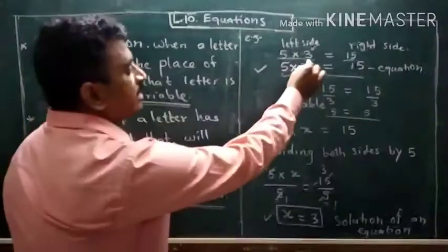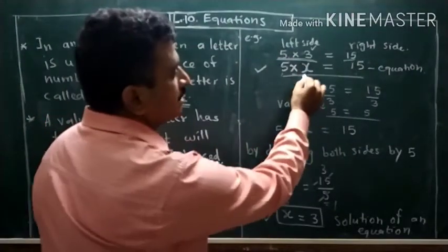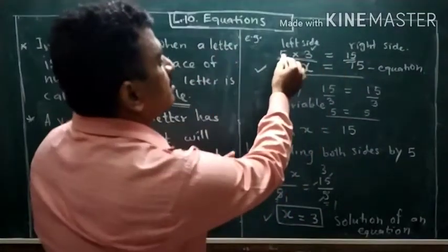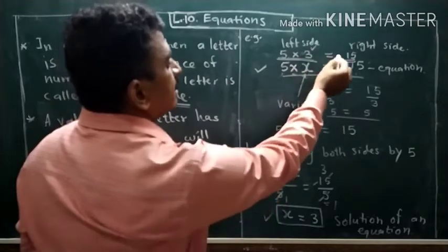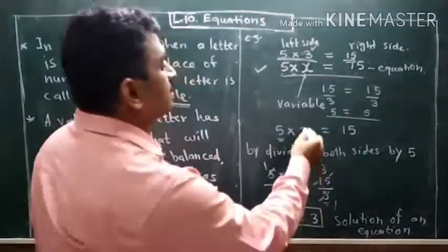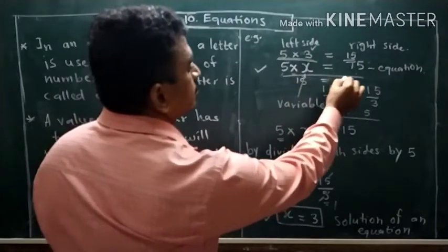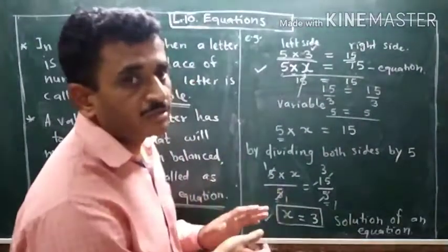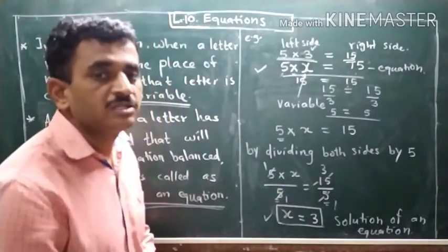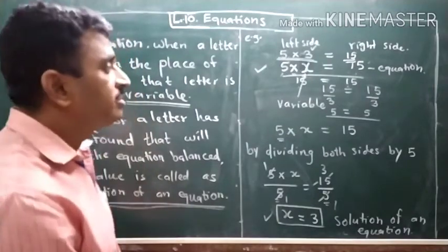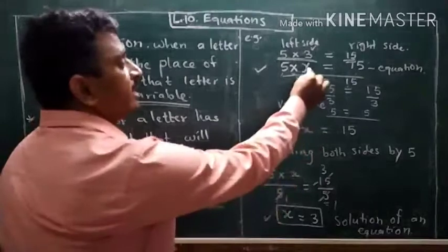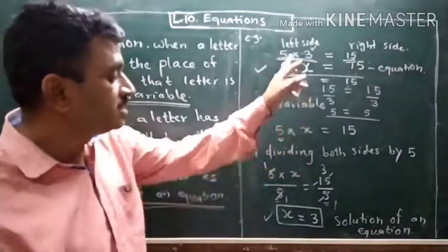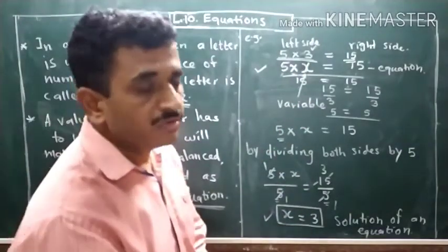Means whatever value we find out, when we put it over here in this equation, then we get the same values on both hand sides. This 5 multiplied by 3 is 15, and here also 15. So 15 is equal to 15 we will get. So that is called a balanced equation. Both the values are same. It means it is called a balanced equation. Why are we getting this? Because we are getting the value 3 for this variable x. That's why this 3 is called a solution of an equation.